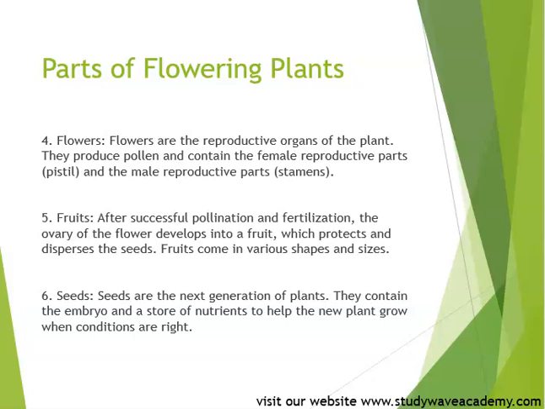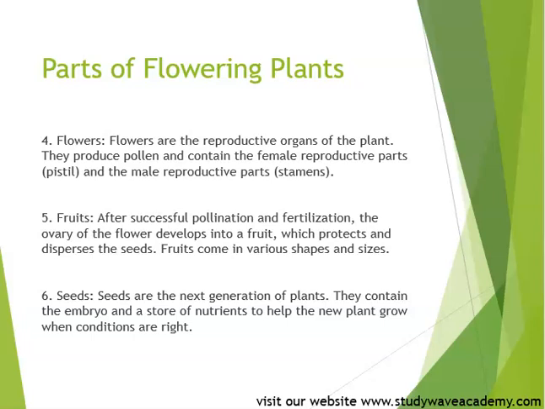Then the fruits. After successful pollination and fertilization, the ovary of the flower develops into a fruit, which protects and disperses the seeds. Fruits come in various shapes and sizes. So the fruits develop from the ovary of the flower and contain seeds. It often serves as a means for seed dispersal.